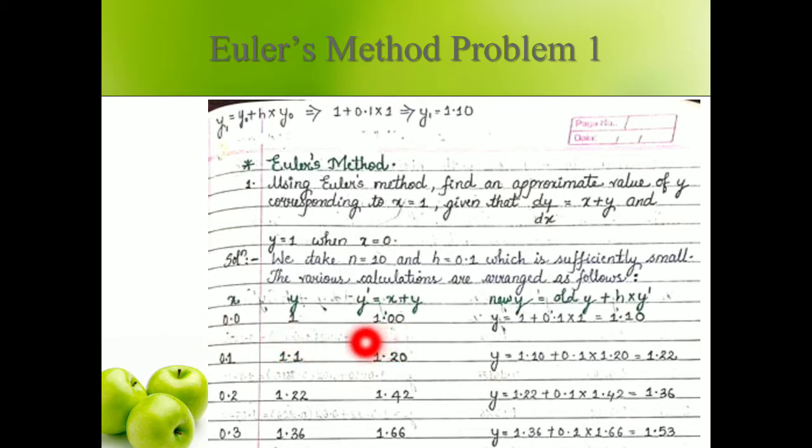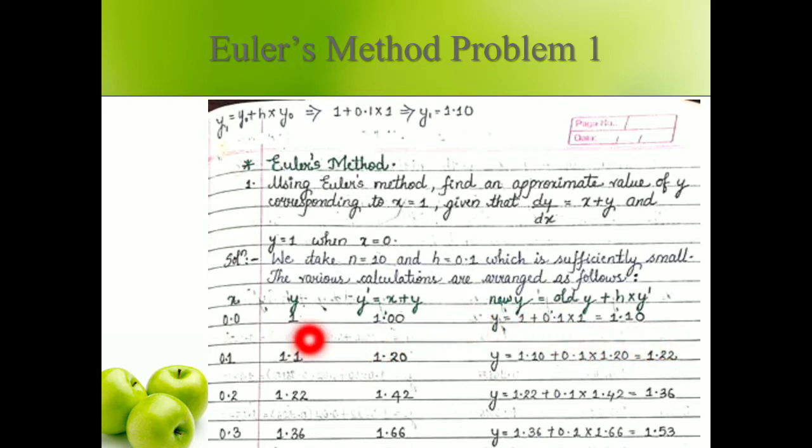So y dash will be 1.1 plus 0.1, 1.2. So new y will be equal to 1.1 plus 0.1 into 1.2. So your new y value will be 1.22. Carry this to your next step. So your x value will be 0.2. Y dash will be 1.42. New y value will be 1.36. Carry this new y value to the next one.